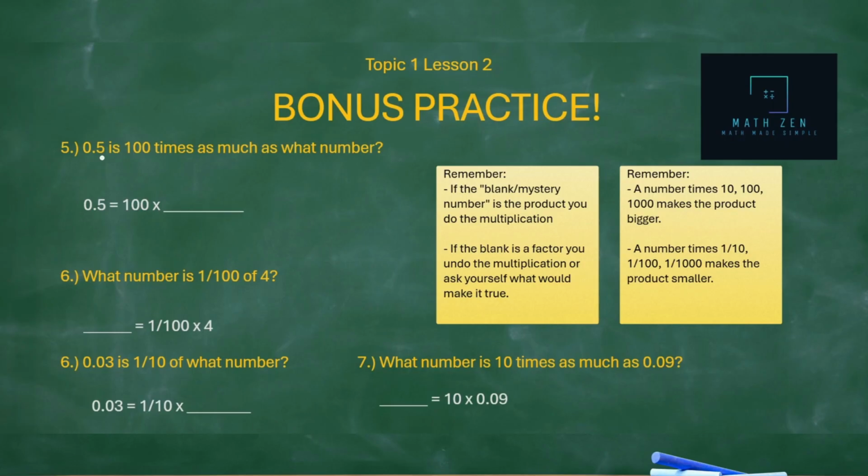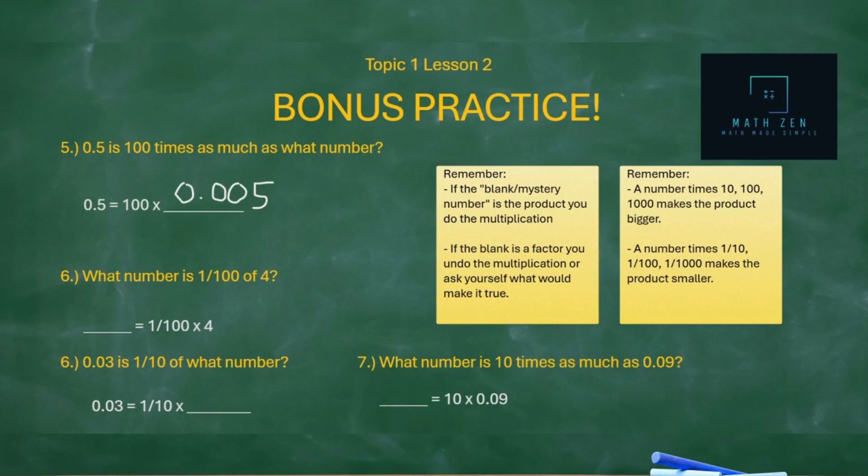For number 5, the question says that 5/10ths is 100 times as much as what number? When we set this up as an expression or an equation, we follow this rule from our reminder post-it. It says if the blank is a factor, you undo the multiplication or you ask yourself, what would make this statement true? The only thing that's going to make that statement true is if you plug in the answer of 5/1000ths.